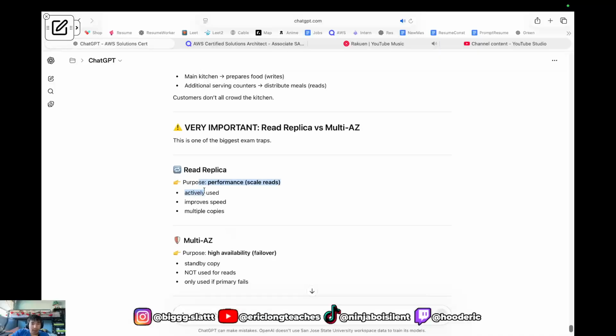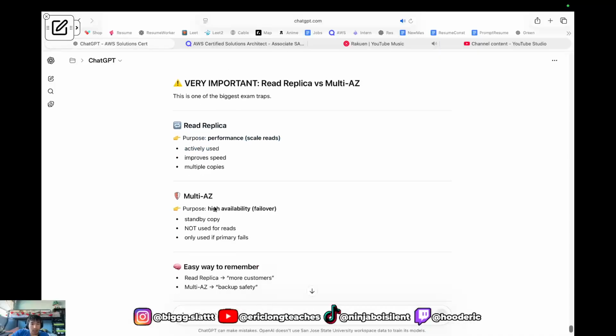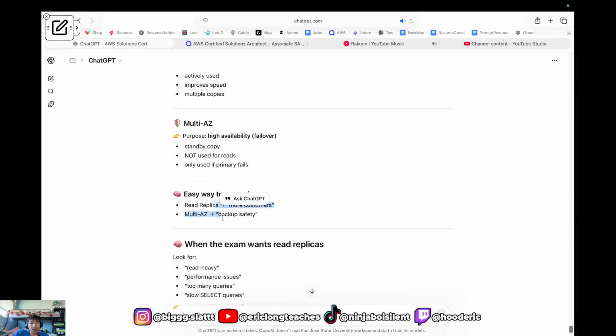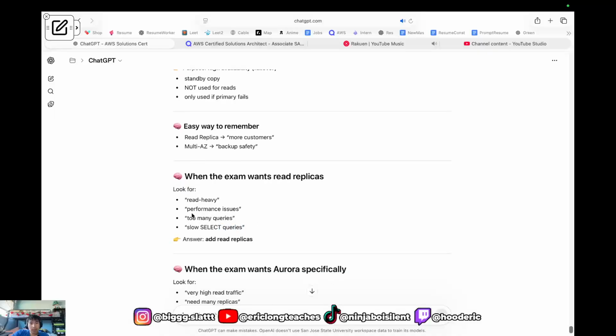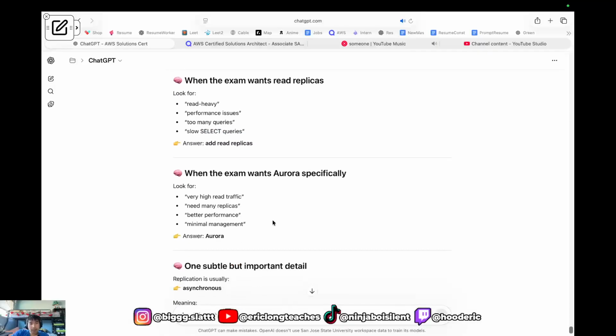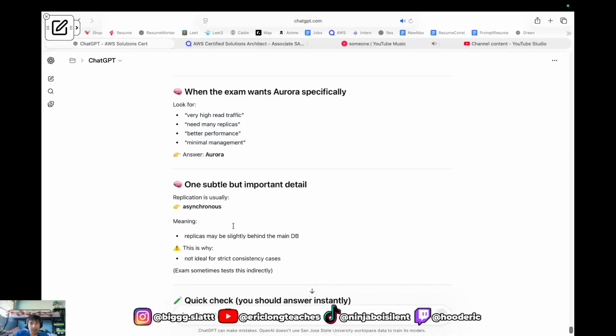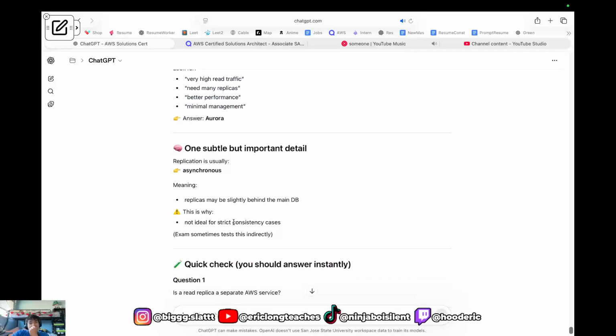Read replica purpose: performance, scale reads. Okay, multi-AZ is for availability. It's a standby copy not used for reads, only used if the primary fails. For the read replica exam question, look for read heavy. Performance issues, too many queries, slow selects, add read replicas. Very high end, need many replicas, better performance, minimal management, that's Aurora. Replication is asynchronous.